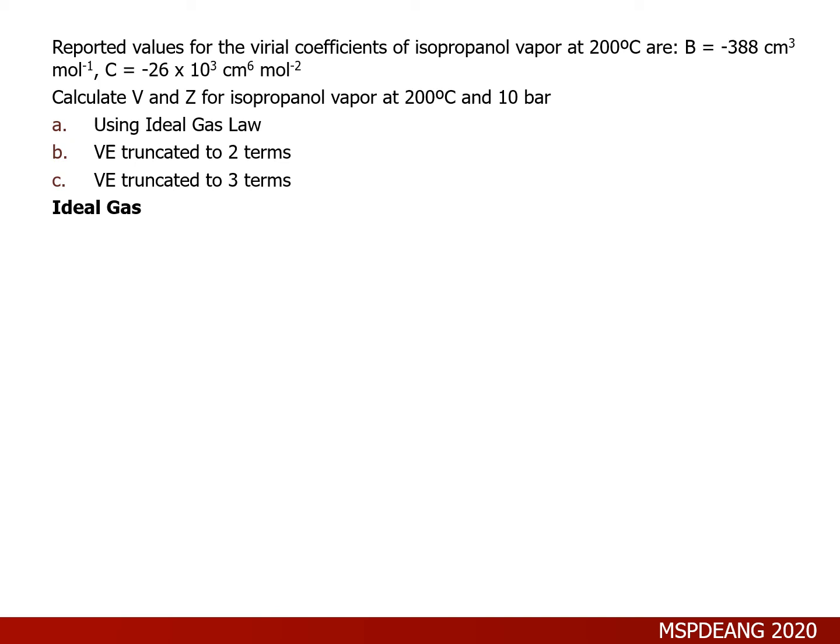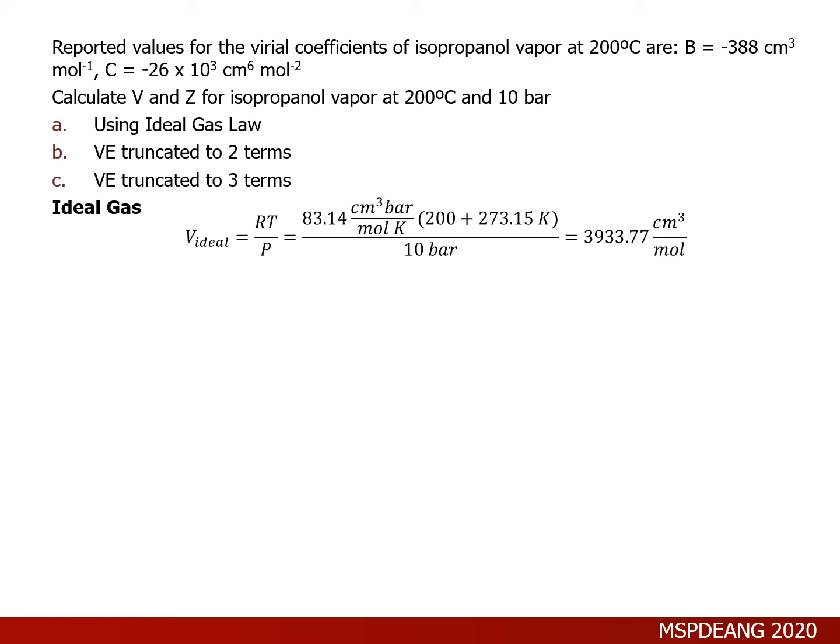So first, we have our ideal gas equation. V ideal is equal to RT over P using the ideal gas law. Just substituting the values here: R is 83.14 cm cube bar per mole K, temperature is 473.15 Kelvin, and the pressure is 10 bar. From here we can get the ideal gas volume, which is 3933.77 cm cube per mole. And of course, for an ideal gas, Z is equal to 1.